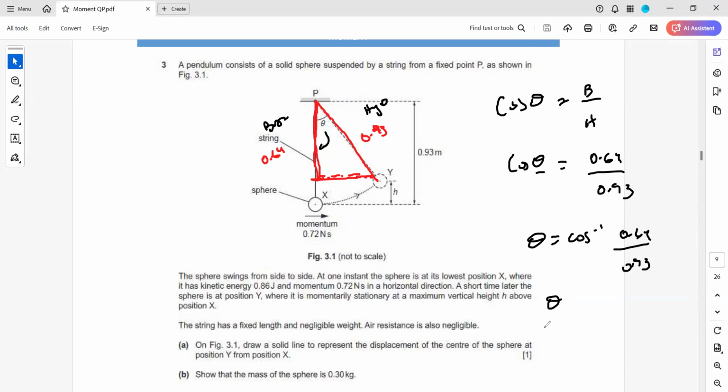What's the answer for theta? It will be about 46.5 or 47. So 46 point something, because we have to show it's about 47. So that's how we showed it. Is it clear? The theta.